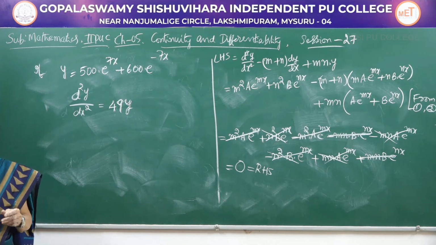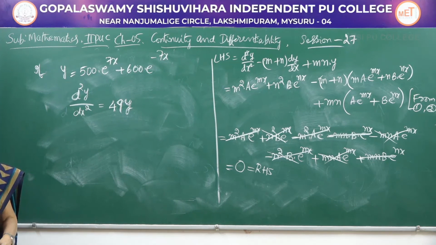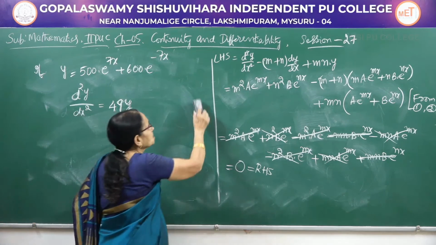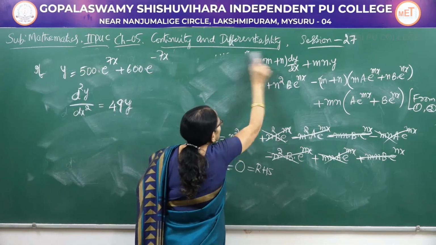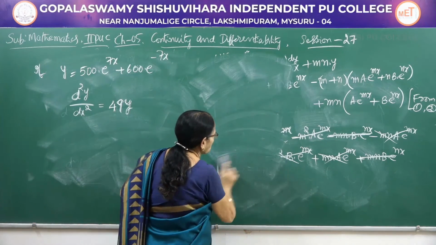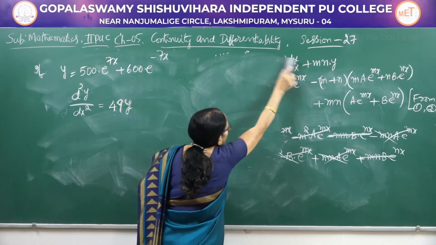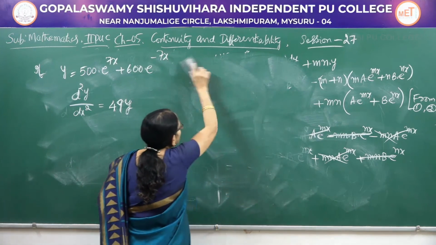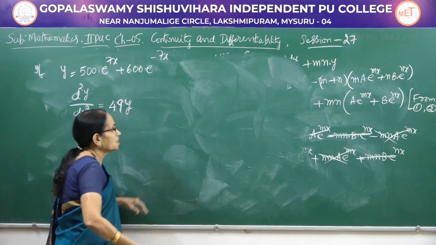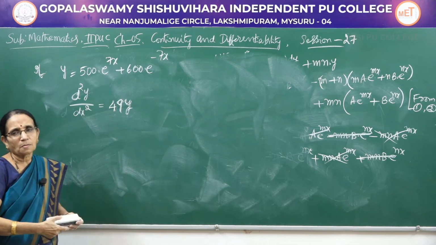49 times y. The problem is not very difficult here, easy only. So you can get the answer easily, but sometimes it is given, usually it is given for a 5-mark question. Now you observe the difference between this problem and the one which we did just now.